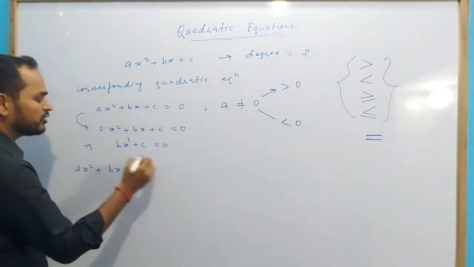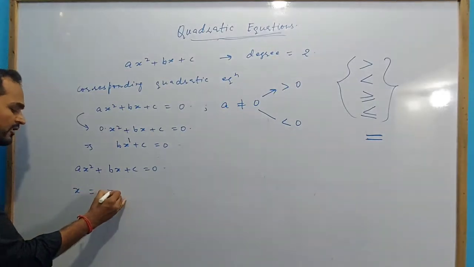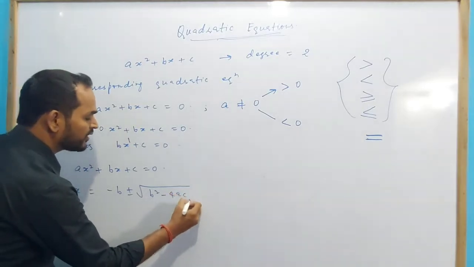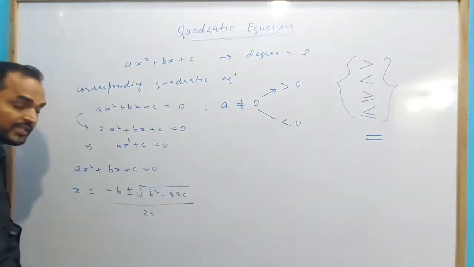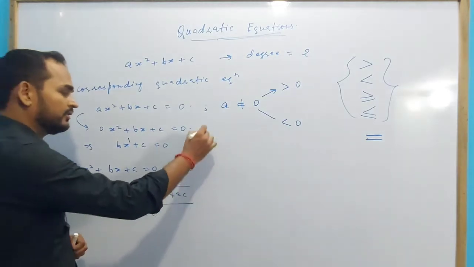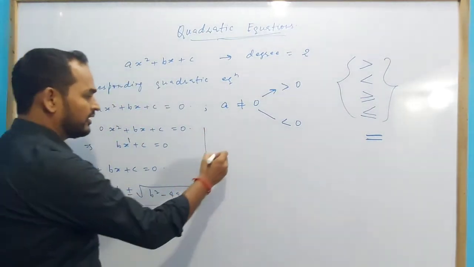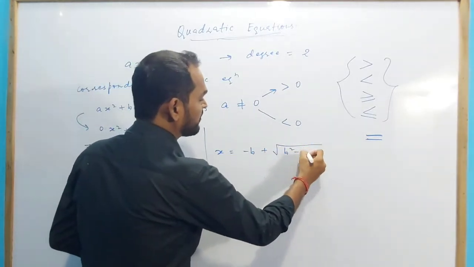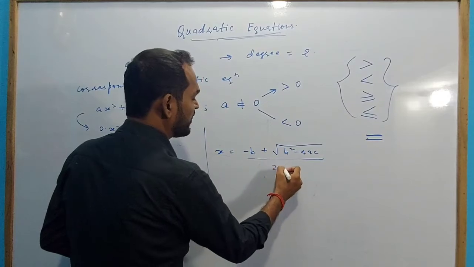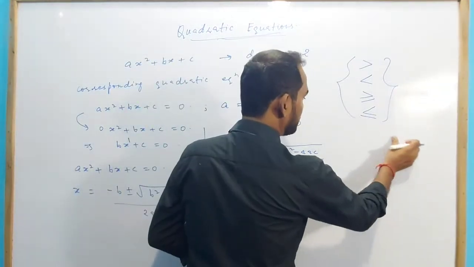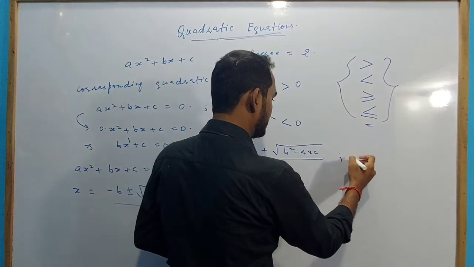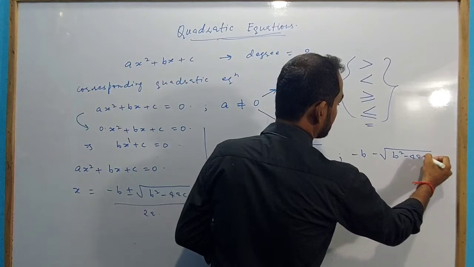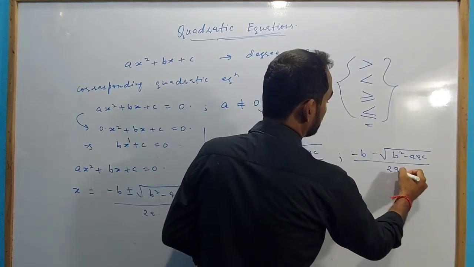Okay. So, a derived formula according to Sridharacharya rule, we know very well that for ax square plus bx plus c equal to 0, x becomes minus b plus minus root under b square minus 4ac upon 2a. Here it splits into two parts: x equal to minus b plus root under b square minus 4ac upon 2a, the first one, and the second part will become minus b minus root b square minus 4ac upon 2a.